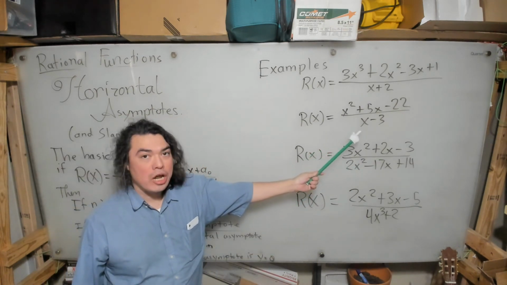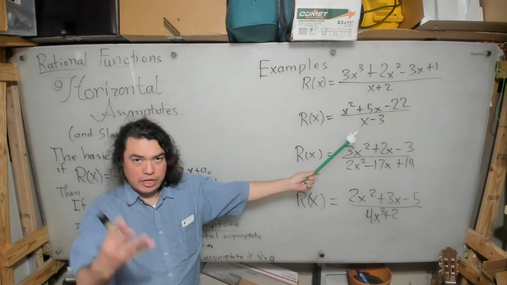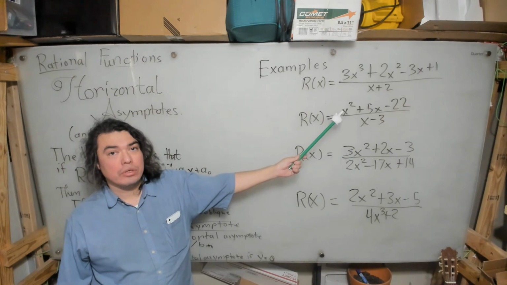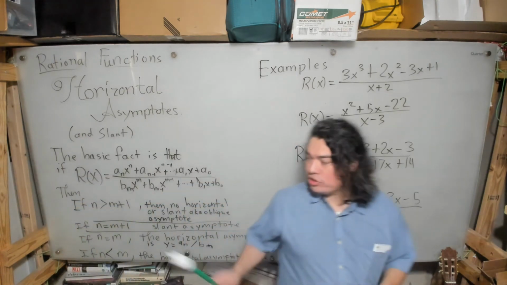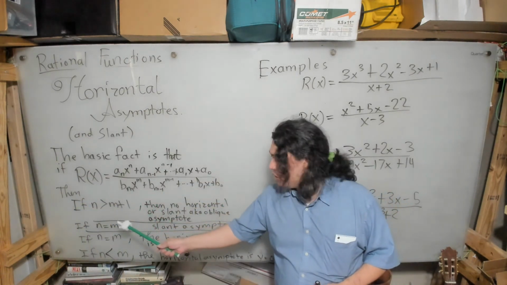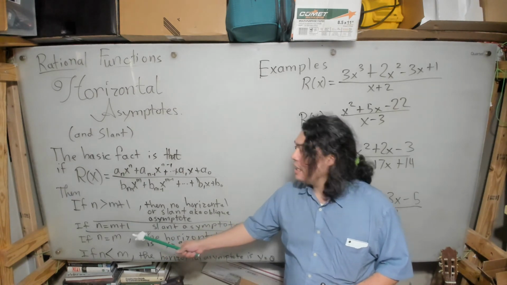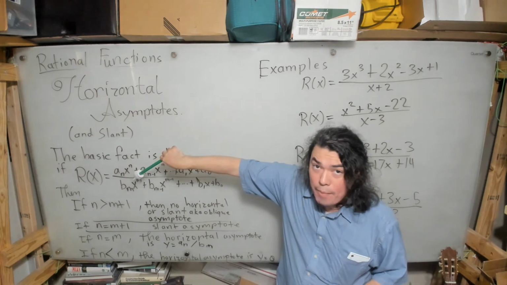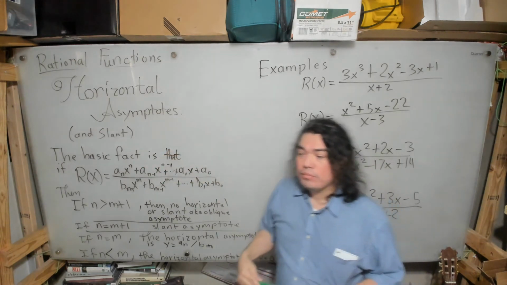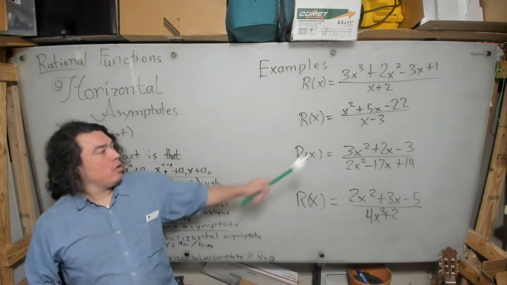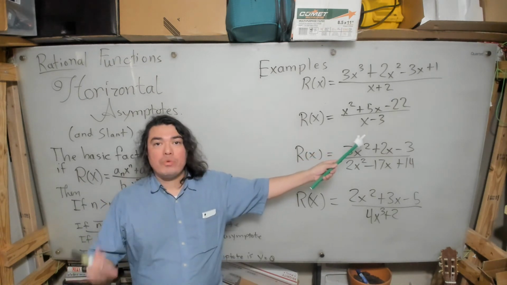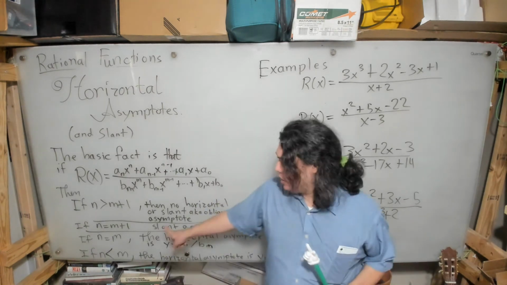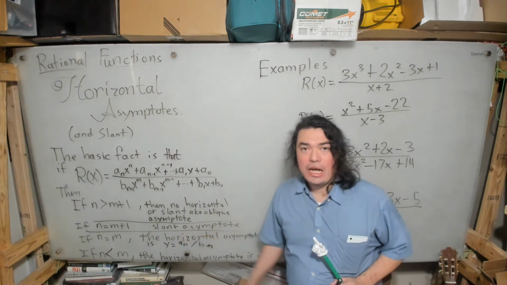The denominator has a power of 1, a degree of 1. The numerator has a degree of 2. Does that satisfy the first condition? It does not. Does it satisfy the second condition? Is it the case that the degree of the numerator n is equal to the degree of the denominator m plus 1? It is. What's the degree of the bottom? 1. What's 1 plus 1? 2. Is that equal to the degree of the top? Yes. So we can see that it's the second case that occurs here.